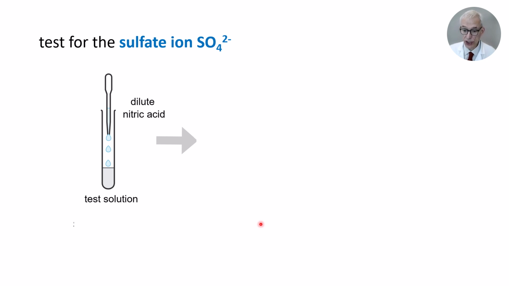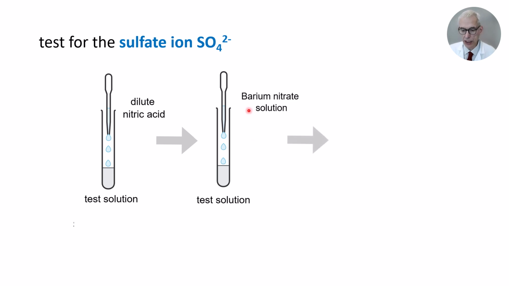So testing for the sulfate ion, SO4 2-. Does the test solution contain the sulfate ion or not? Well, we initially add a little dilute nitric acid. That will eliminate the carbonate that we saw on the previous slide. If there's no bubbling, it's not a carbonate. So we then move on to add the key reagent, barium nitrate. The positive result for a sulfate ion is a thick white precipitate.